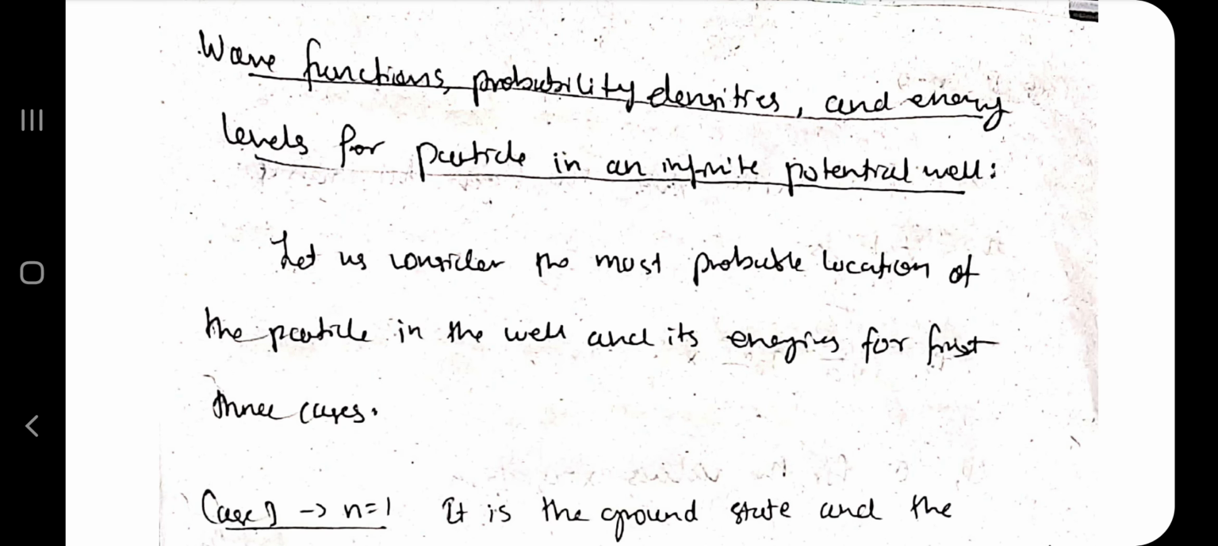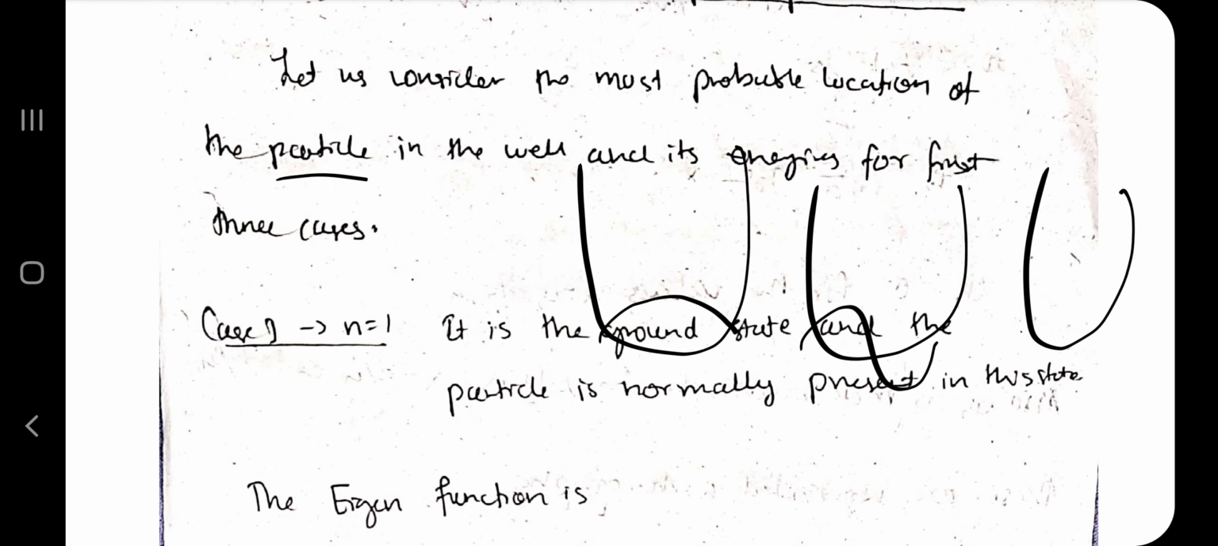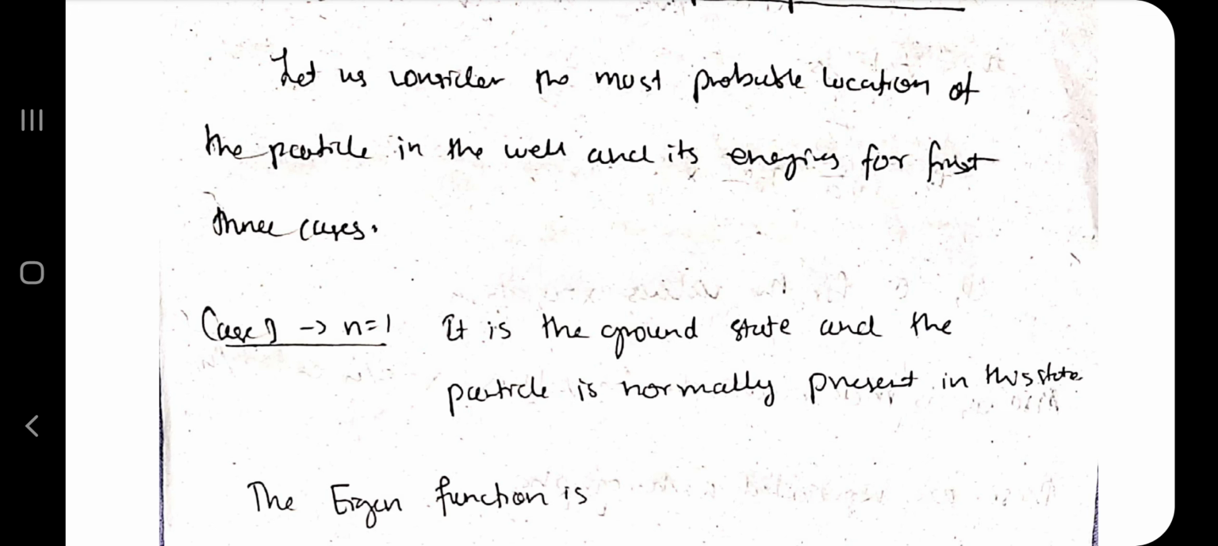This is the final topic: wave functions, probability densities and energy levels for a particle in an infinite potential well. Here let us consider the most probable locations of the particle in the well. First was for the infinite well; next we will be considering n is equal to 1, then n is equal to 2, then n is equal to 3. For 3 cases we have to derive. In the exam also, if they ask you, you have to derive for 3 cases.